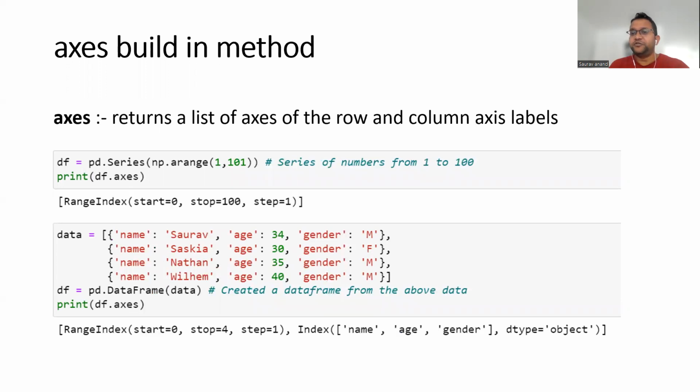The axes method returns the list of the axes of rows and column axis labels. In the first example, we can see that we have applied this method to a series. We already know that series is one-dimensional, so the output here only shows a single value representing a single row. In the second example, the axes method is applied on a data frame. The output has three parts. The first part represents the row and its range of values, the second part represents the columns, and the third part has the data type.